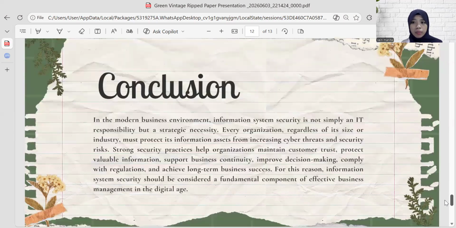So this is the last of our topics. It's about the conclusion. In the modern business environment, information system security is not just simply an information technology, or IT, responsibility, but a strategic necessity. Every organization, regardless of the size of the industry, must protect its information assets from increasing cyber threats and security risks. Strong security practices help the organization maintain customer trust, protect valuable information, support business continuity, improve decision making, comply with regulations, and achieve long-term business success. Information system security should be considered a fundamental component of effective business management in the digital age.